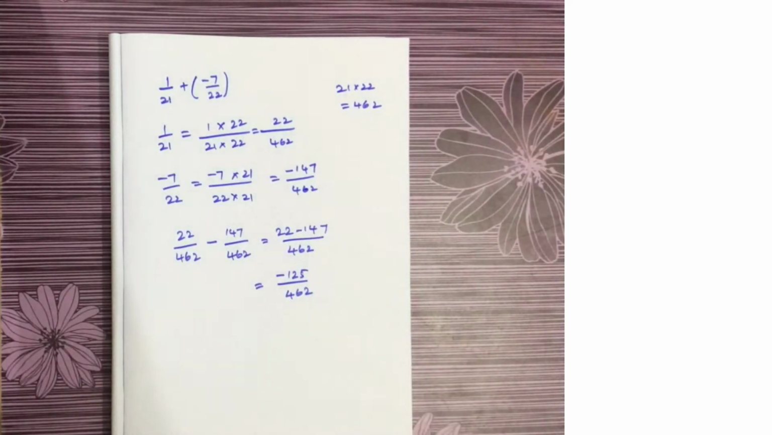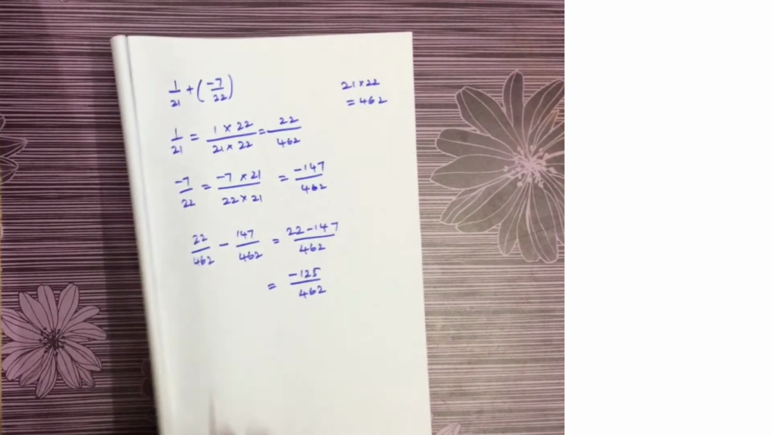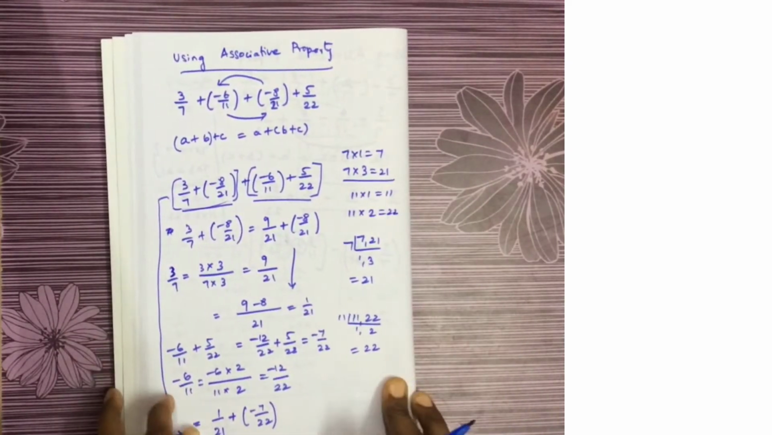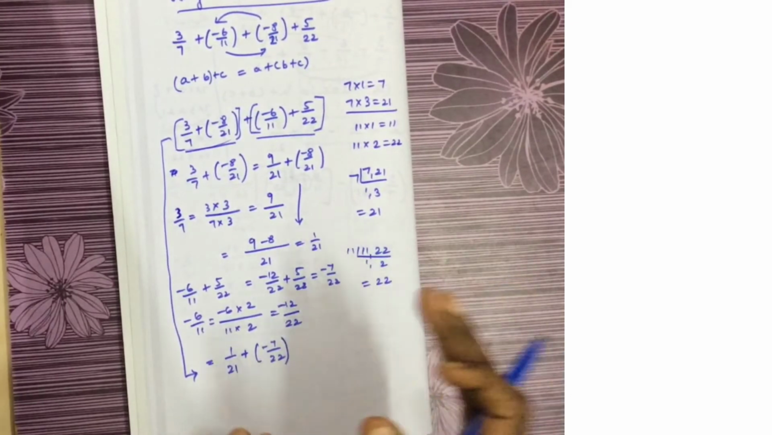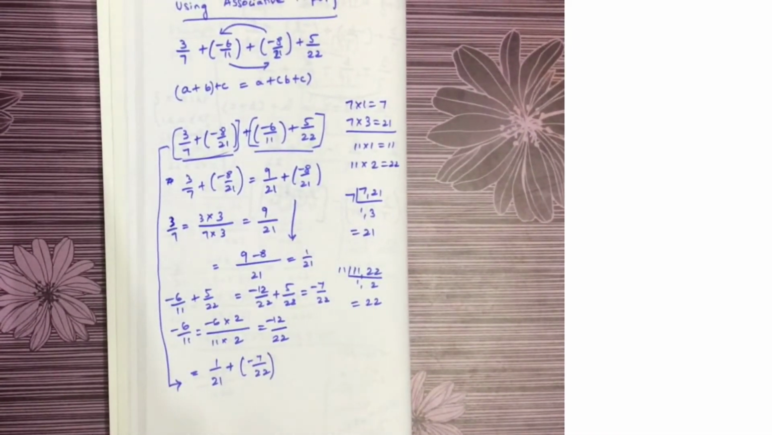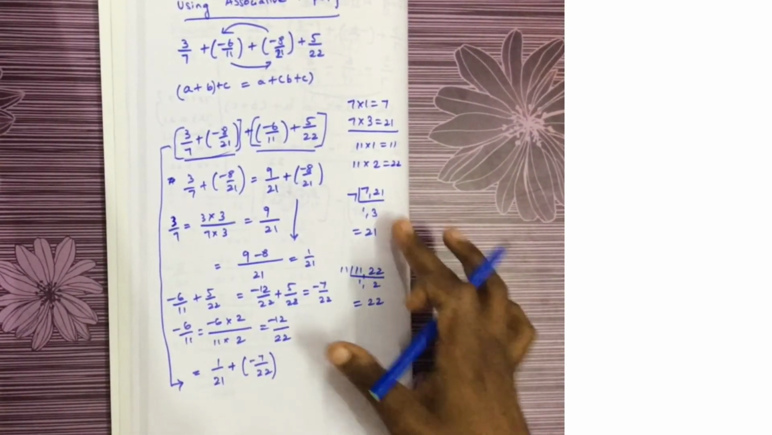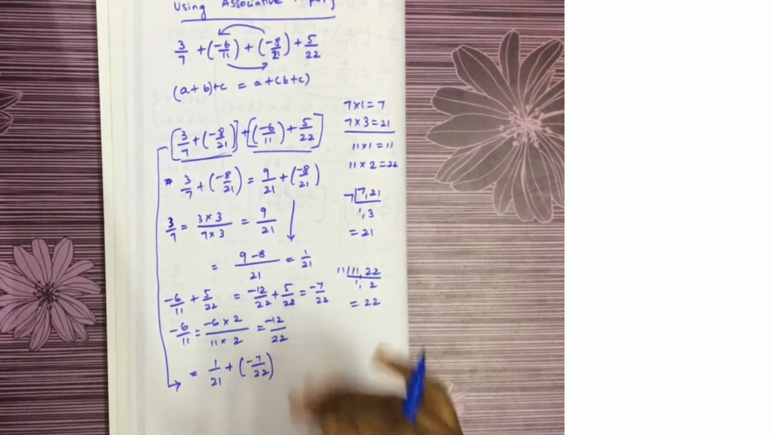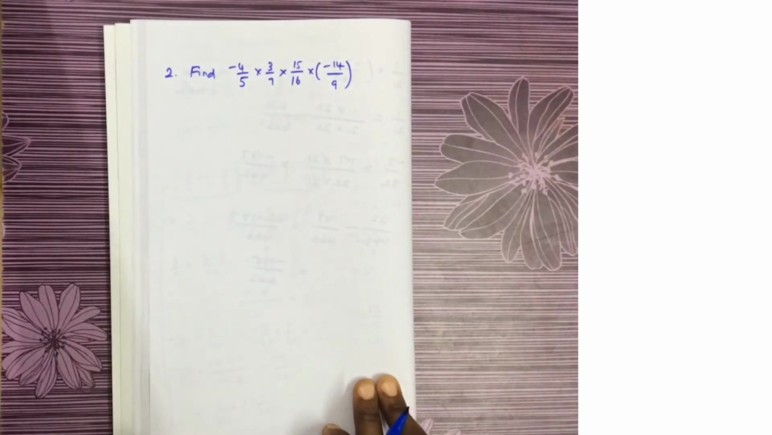So this is how we have to do it using associative property. The main thing is you have to split the terms by seeing the denominators which have common factors. Then taking the LCM will be very simple. Then you can solve accordingly. Now we are going to solve another problem, which shows how to use associative property with multiplication.